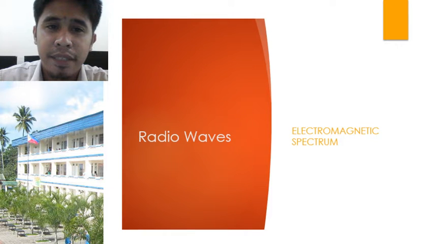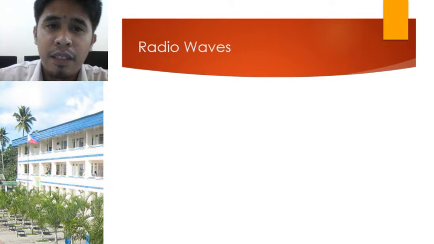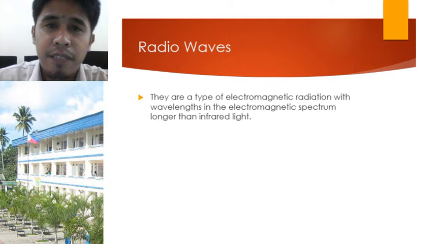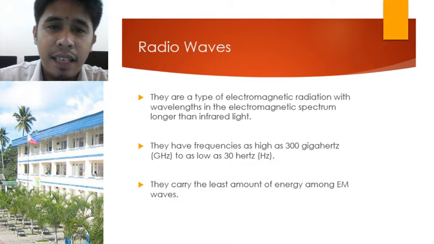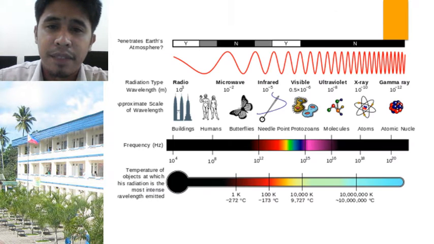The radio waves. The radio waves are a type of electromagnetic radiation with wavelengths in the electromagnetic spectrum longer than infrared light. They have frequencies as high as 300 GHz to as low as 30 GHz. And they carry the least amount of energy among electromagnetic waves.